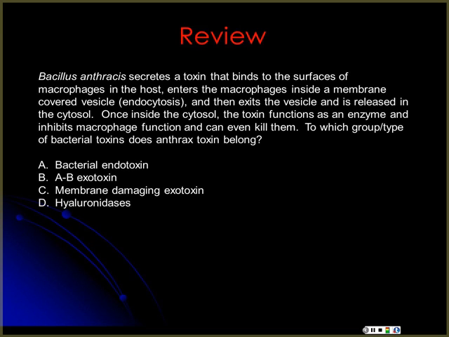Bacillus anthracis secretes a toxin that binds to the surfaces of macrophages in the host, enters the macrophages inside a membrane-covered vesicle, exits the vesicle, and then is released in the cytosol. Once in there, the toxin functions as an enzyme. It inhibits the macrophage functions and can even kill them. So which group of toxins does this belong to?